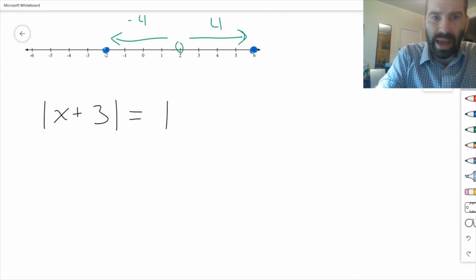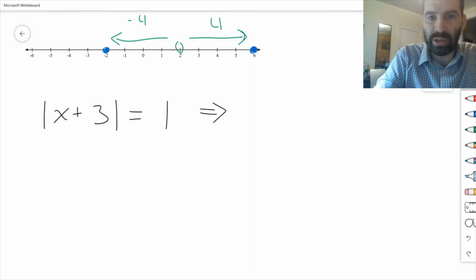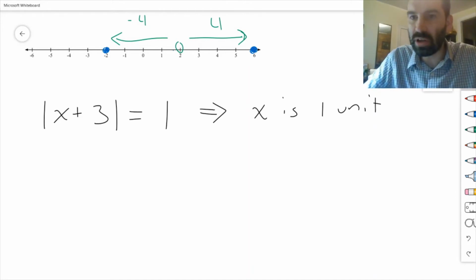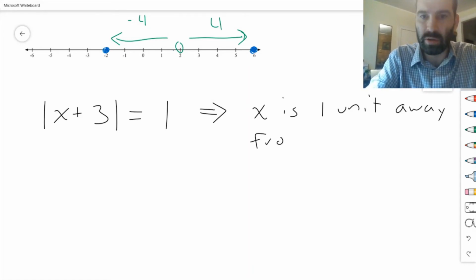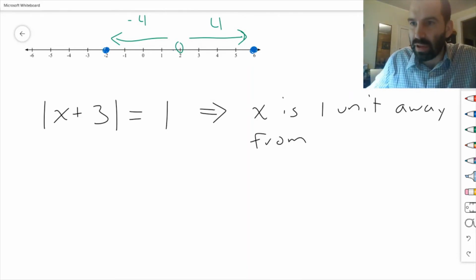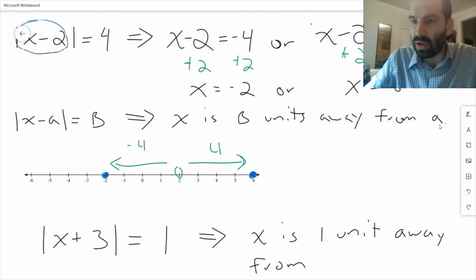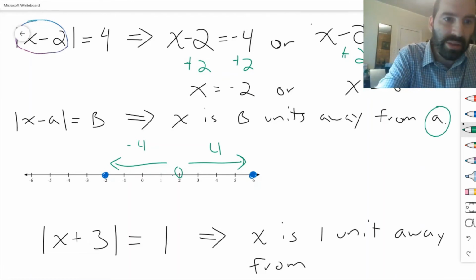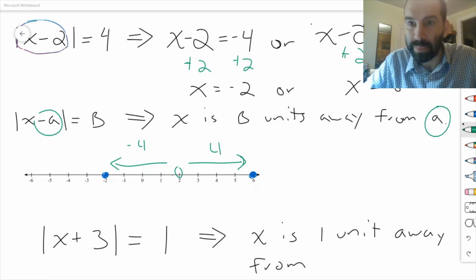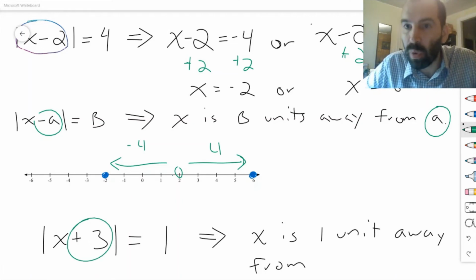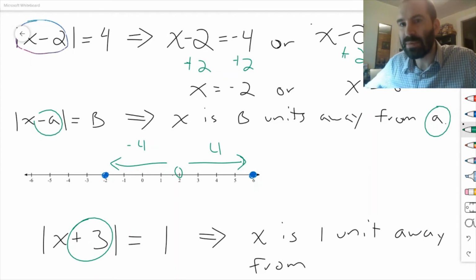This means that x is 1 unit away from what? Well, if we look above, the thing that it was b units away from was a, right? So what was a? A is the thing that we're subtracting over here. What number, when you subtract it, is the same as adding 3? Think about that. Pause the video.